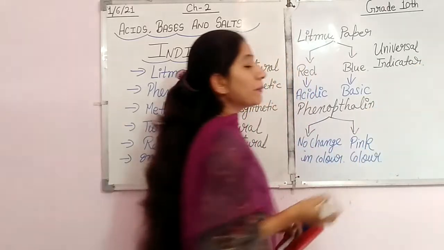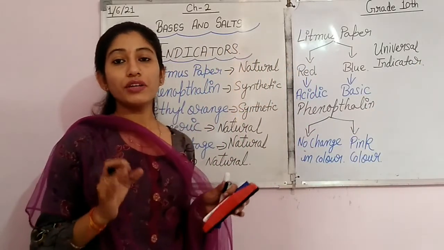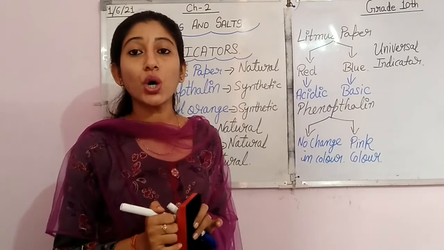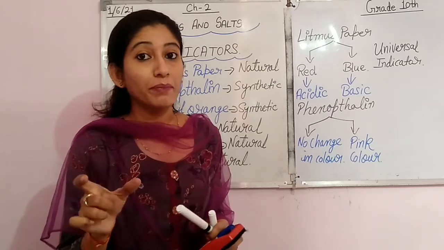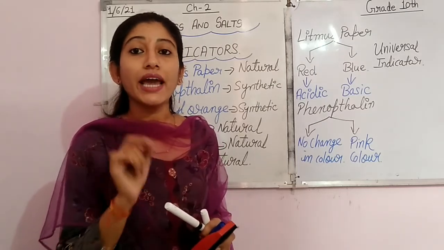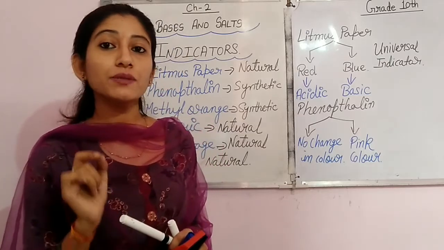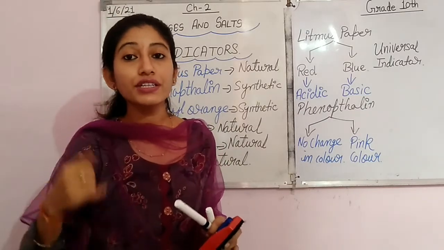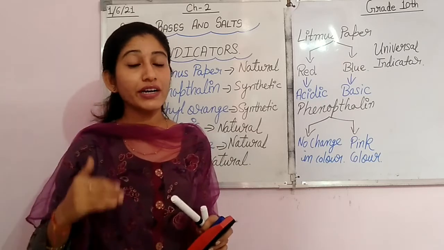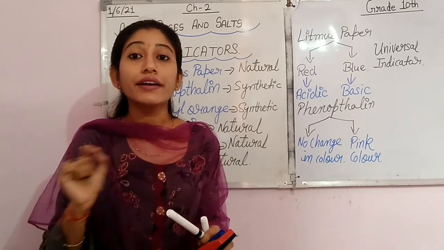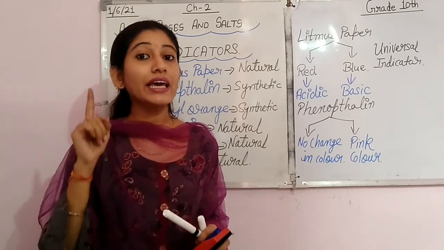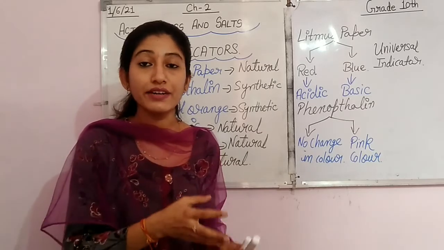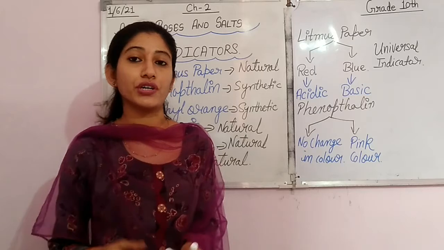It is a type of paper. This universal indicator is a type of paper that is called pH paper. This pH paper shows us different colors, and along with the different colors there is also a ranking. That ranking and color show us the nature, whether it is acid, base or neutral.